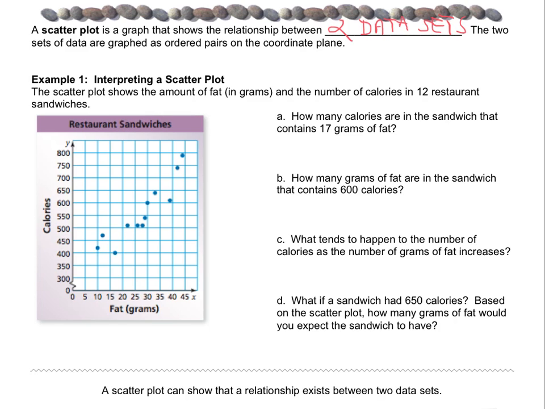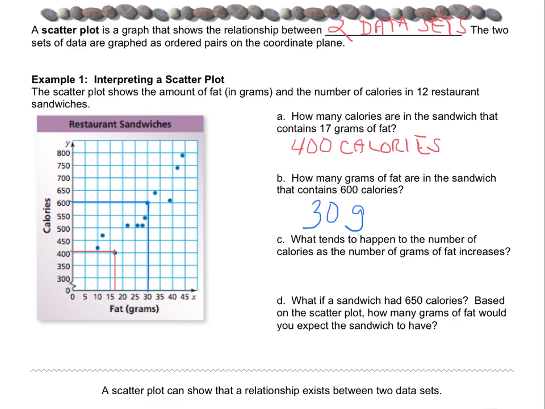So the first question basically says how many calories are in a sandwich that contains 17 grams of fat? Well, if I come down here to 17 is sitting someplace in this range. Looks like it kind of comes to this point, and that would match up with 400 calories. Part B says how many grams are in the sandwich that contains 600 calories? Well, the 600 calories would come across to hit this point, and this point coming straight down would tell me 30 grams.